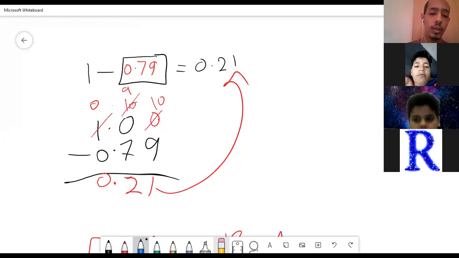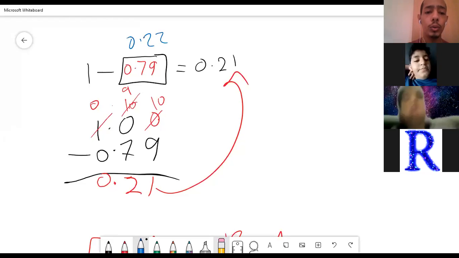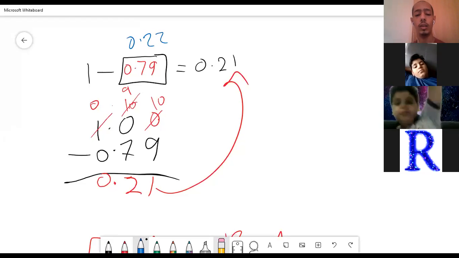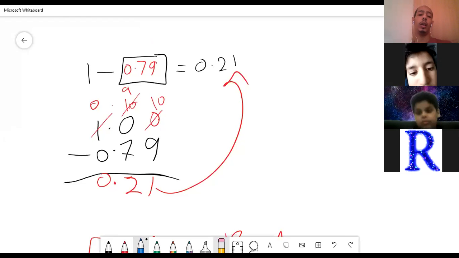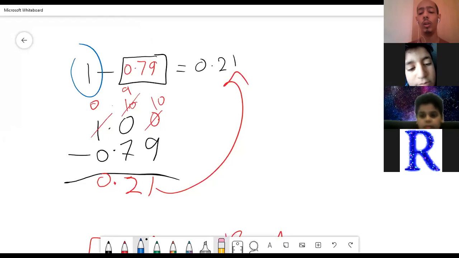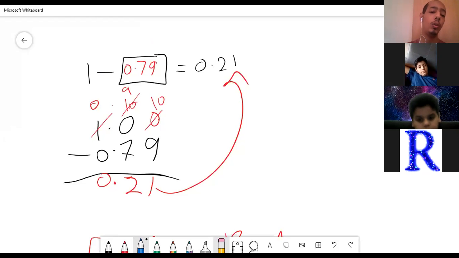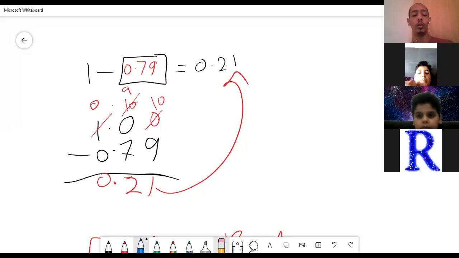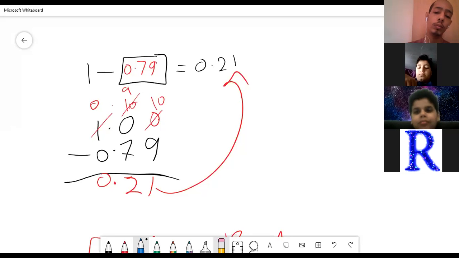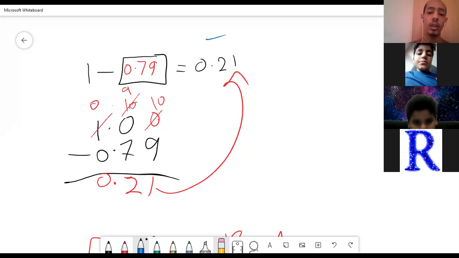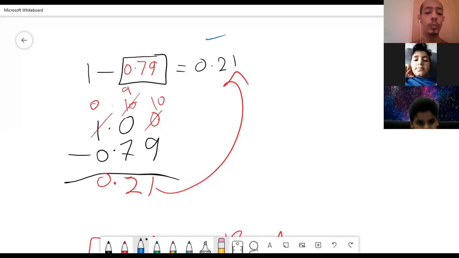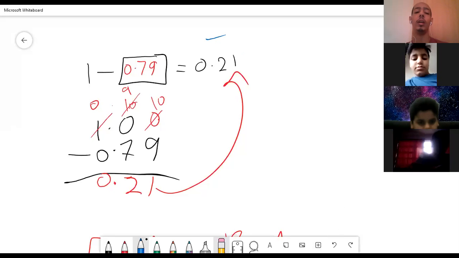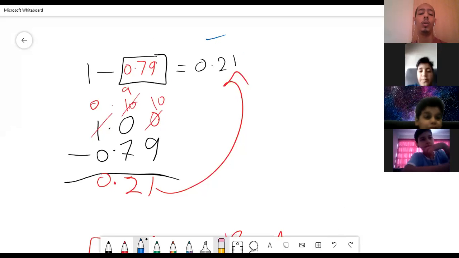Because some of you have written 0.22, like this. So as I told you, here 1 is one whole number. It doesn't have decimals, so it means it's 1.00. Why did I put the 00? To subtract from this number. So when you subtract 0.79, what will you get?